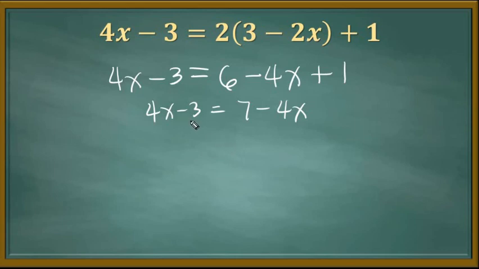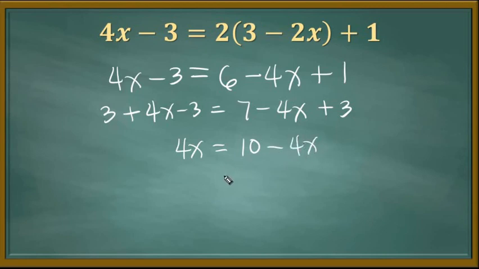I can try and eliminate the negative 3 from the left side, and to do that, I need to add the additive inverse of negative 3, which is 3, to both sides of the equation. The left side becomes just 4x, and the right side becomes, that's 7 plus 3, that's 10 minus 4x.